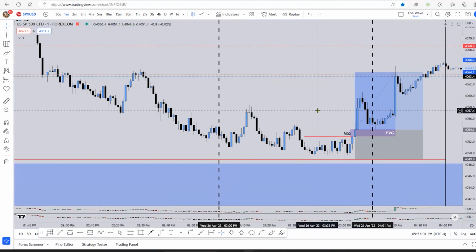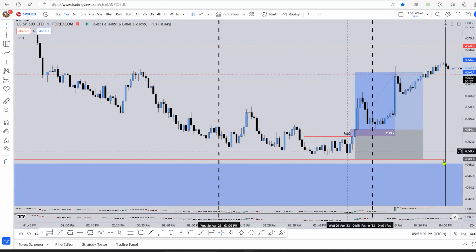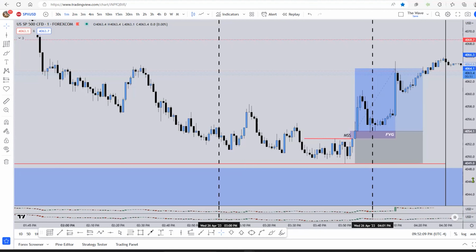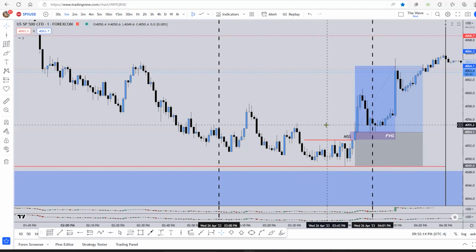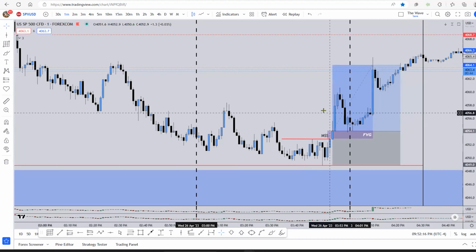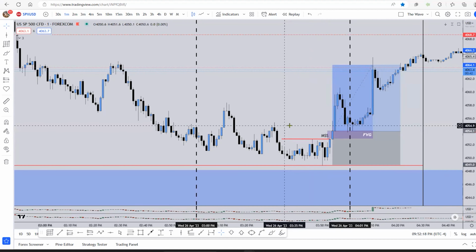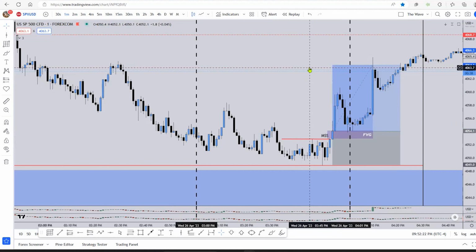So for me, you want to wait for liquidity to be ran, a shift in market structure, displacement, fair value gap entry. Now, today was a little tricky. I didn't take this, but I'm doing this in hindsight to show that 9 times out of 10, this happens at the end of the day.